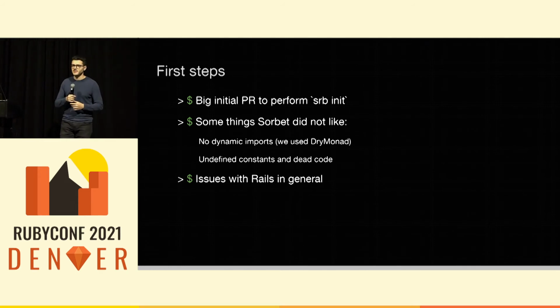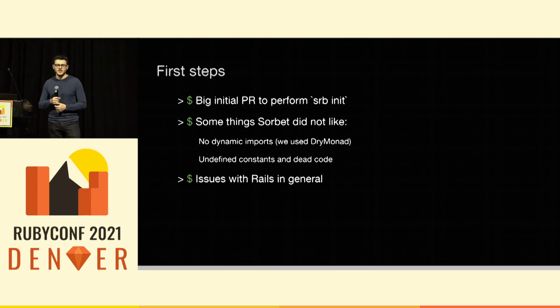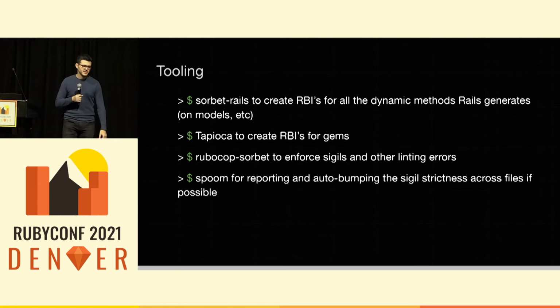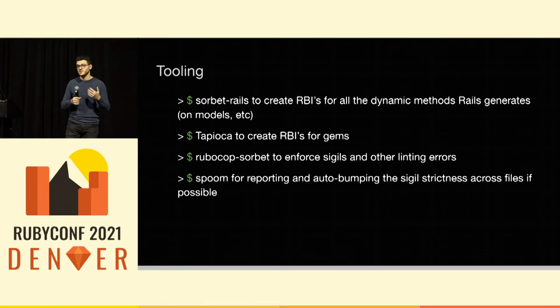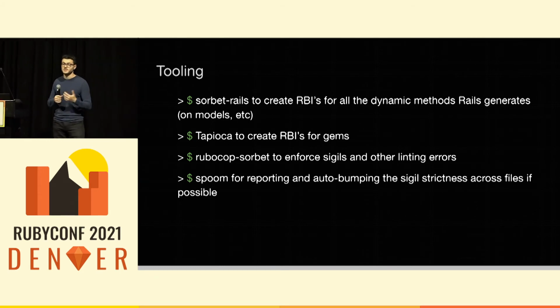And Rails being such a dynamic, magic framework, it had a lot of issues with that as well. And there are answers though, we figured out. So Sorbet Rails is a gem that basically helps you overcome a lot of these Rails challenges, and it creates RBIs for all the dynamic methods that Rails generates for you, especially in our case for Active Record models.